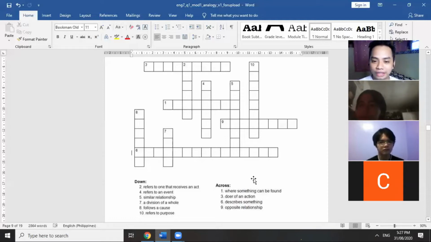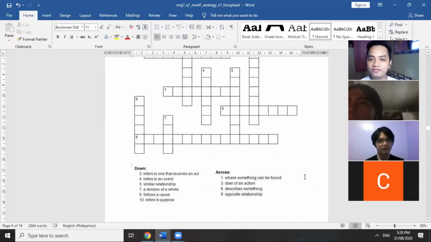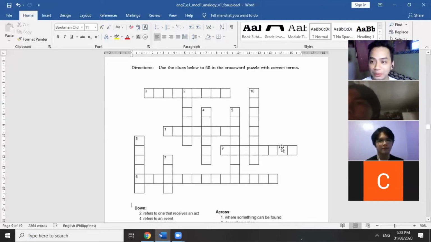Number 9, opposite relationship. Maybe antonyms. ANTONYMS. Do you have other answers? Contrast. Contrast where? Number 9, sir. Yes, contrast or antonyms. Maybe contrast is the answer. Okay. We're good with that, but we will find out the answers about this as we go through the session.